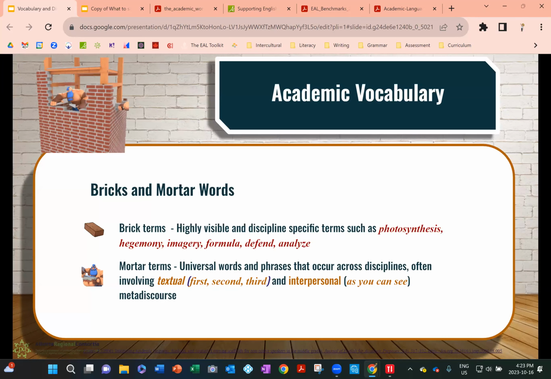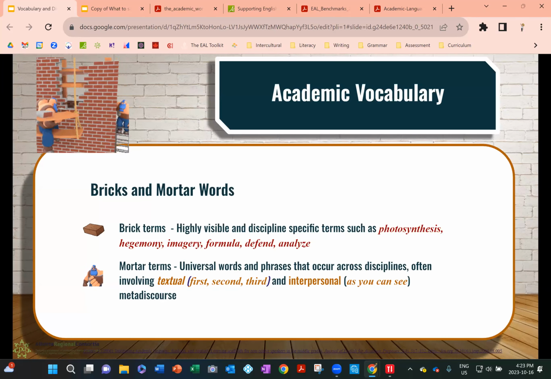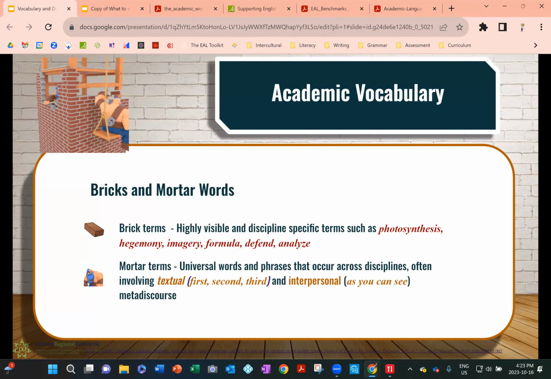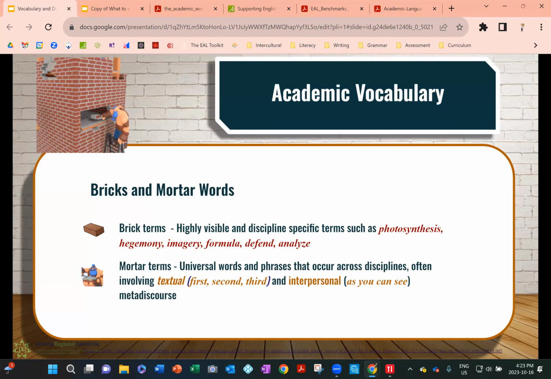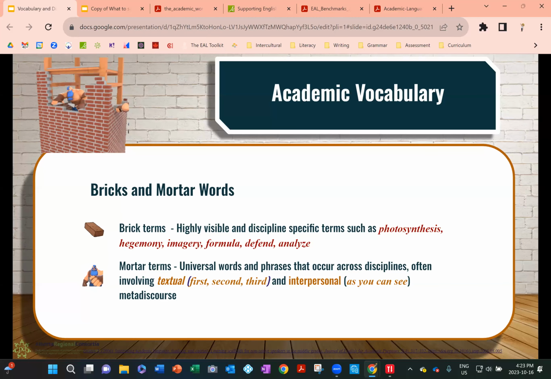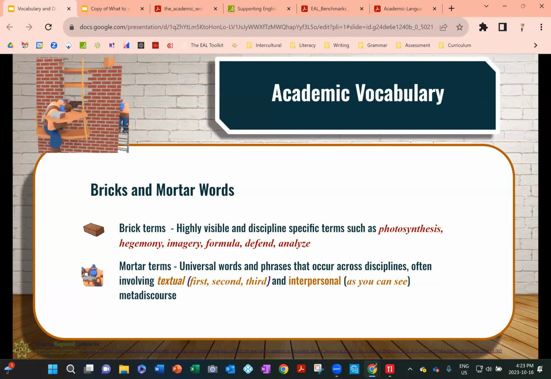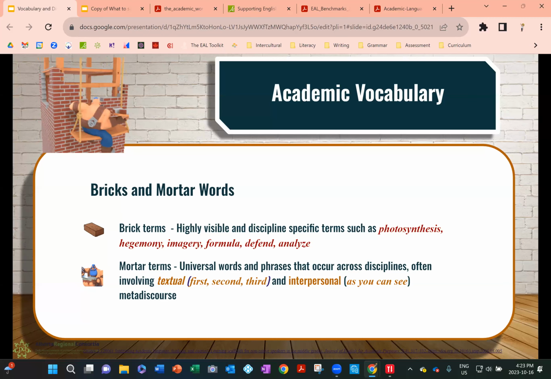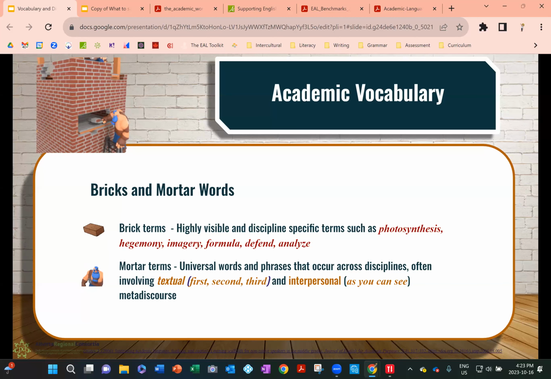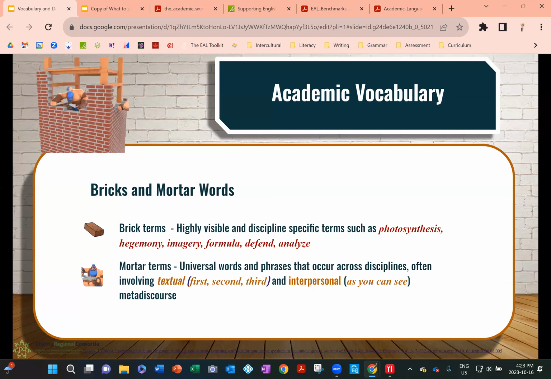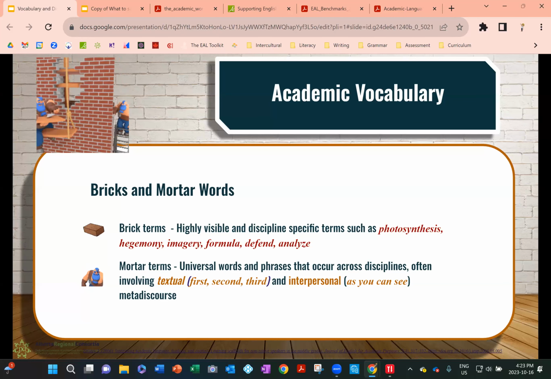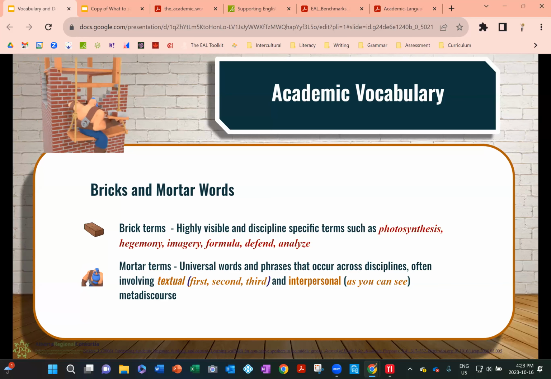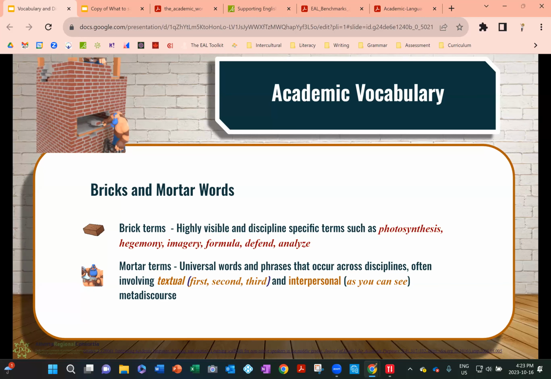So a little piece about vocabulary, again, just reiterating a little bit more about what bricks and mortar words are. So those brick terms are highly visible, discipline-specific terms, like photosynthesis, hegemony, imagery, whatever it may be. And the mortar terms are those universal words and phrases that happen across all disciplines, and they have textual references and interpersonal references as well. So that's the metadiscourse piece.